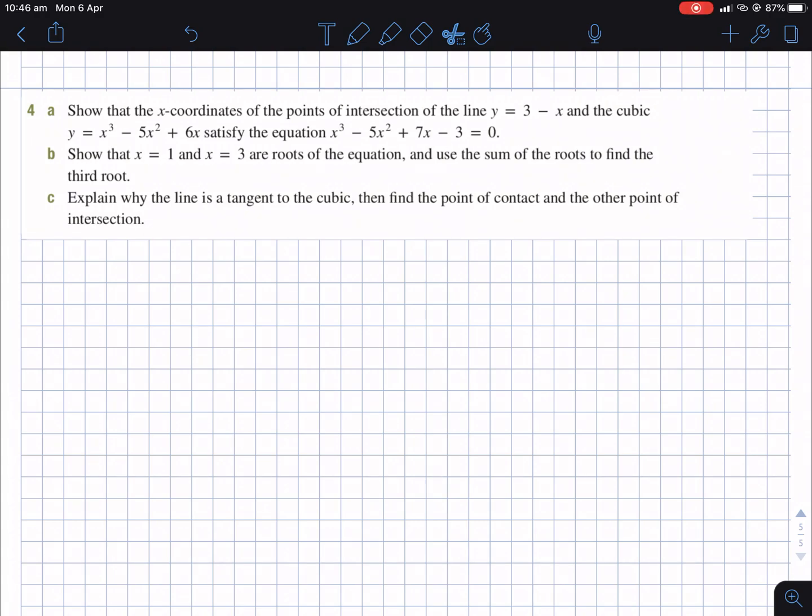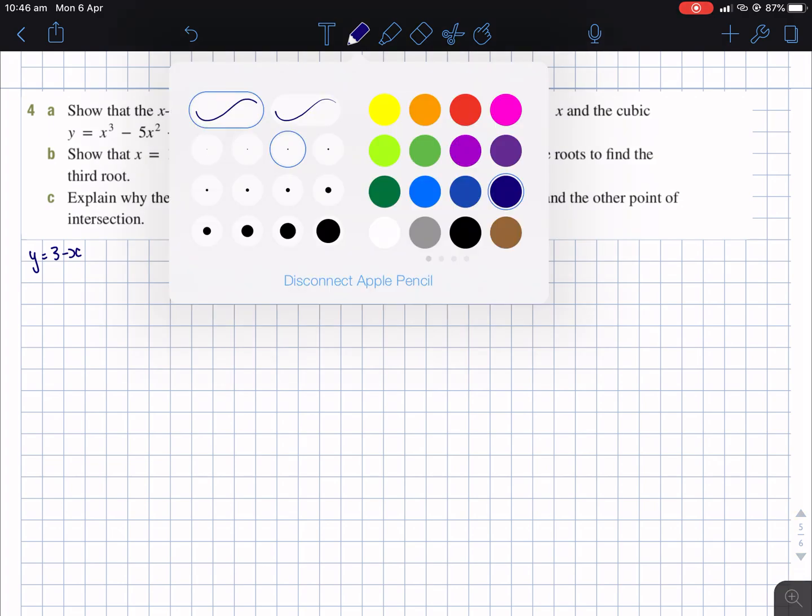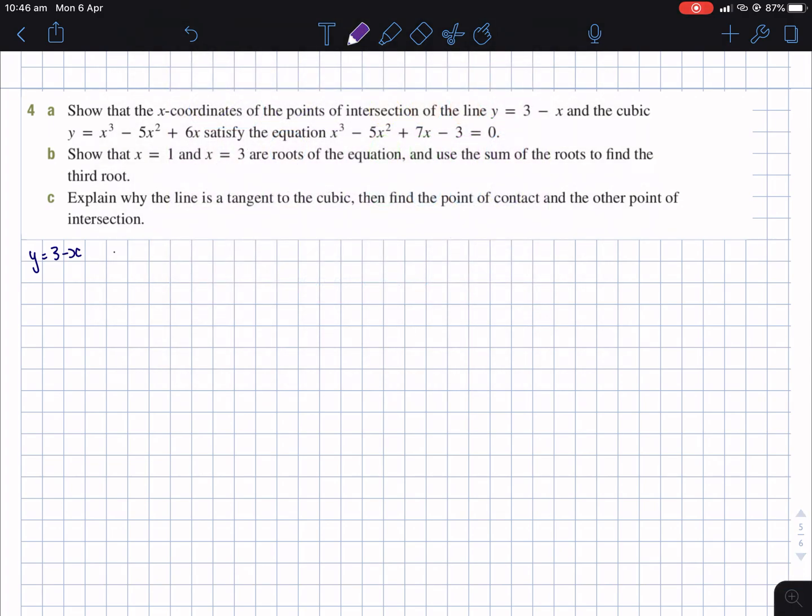Question 4 kicks it up a notch because this time we've got a cubic, but we can sketch them fairly easily. We've got the line y equals 3 take x. So that's a straight line, negative gradient, like it's going downwards, and its y-intercept is positive 3. We've also got the cubic, y equals x cubed take 5x squared plus 6x.